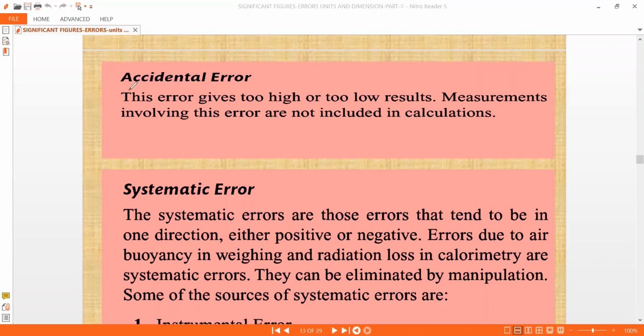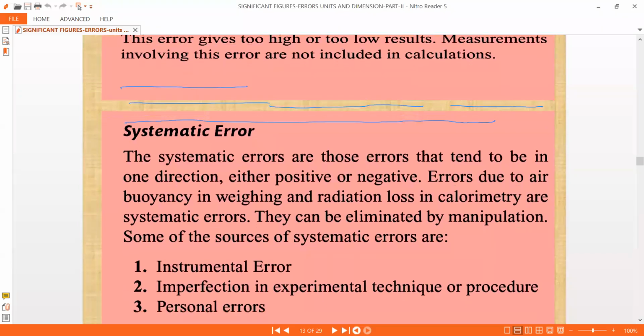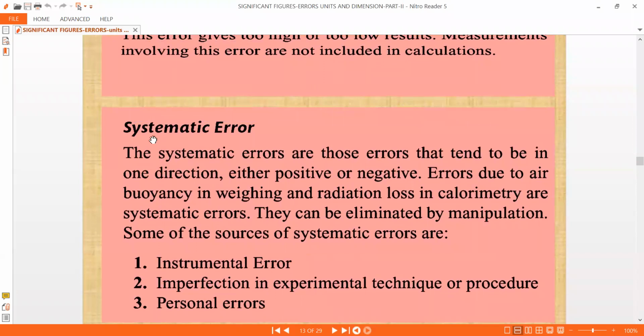Here the next one is the accidental error. This error gives too high or too low results, and the measurements involving this error are not included in the calculations. The next one is systematic error. These are different types of errors.